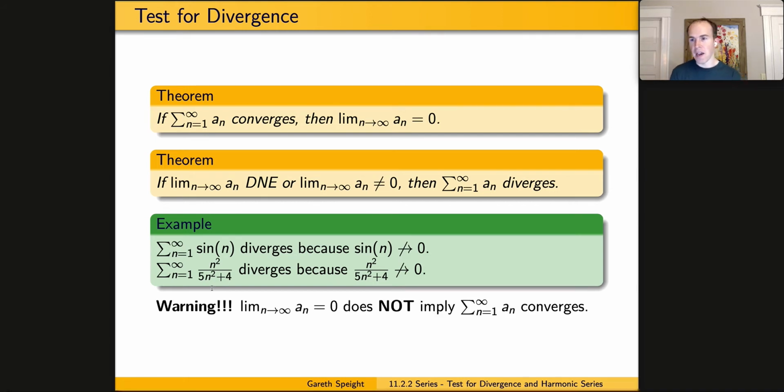But let me say one thing here. This is a test for divergence. It is not a test for convergence. If the terms go to 0, that is not enough to say that the series converges. This is a huge mistake that people make very, very often. So please be very careful. If the terms go to 0, that does not imply that the sum converges. What we can say is if the terms don't go to 0, then the sum diverges. But that's very different to what we said here.